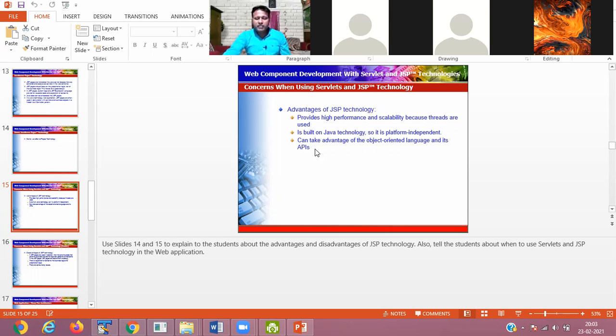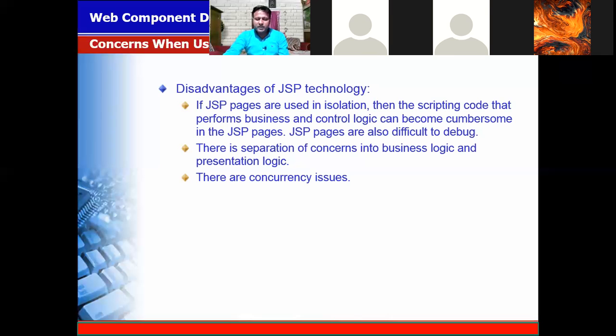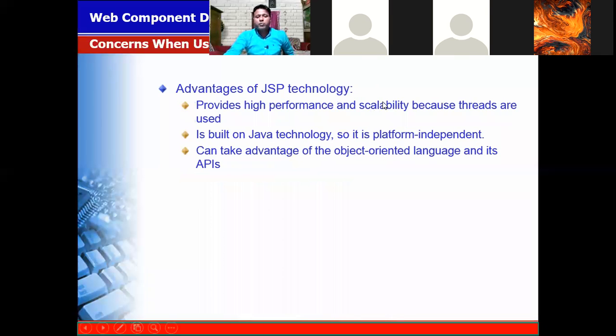Okay, so what are the advantages of JSP? It provides high performance and scalability because threads are used. It is built in Java technology, so it is a platform independent language. It can take advantage of the object oriented language and its API. Again, I discussed the advantages: it provides high performance and scalability.